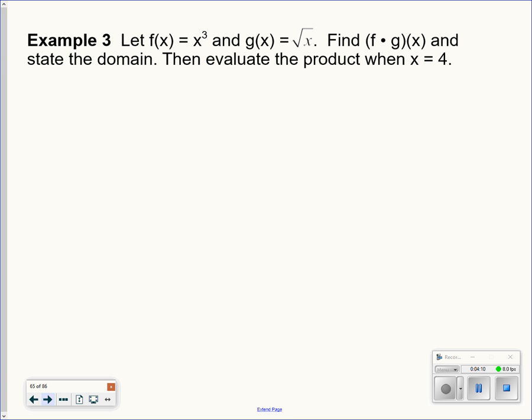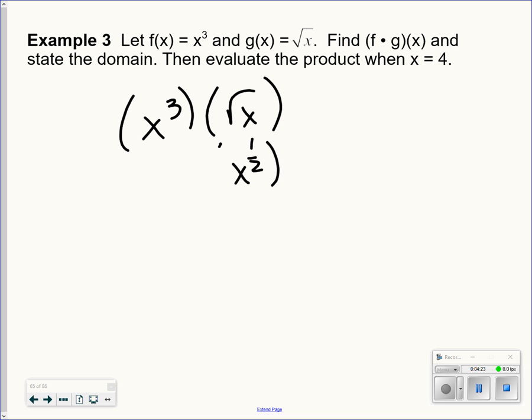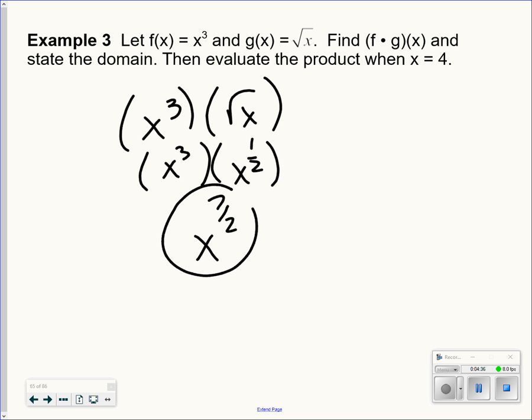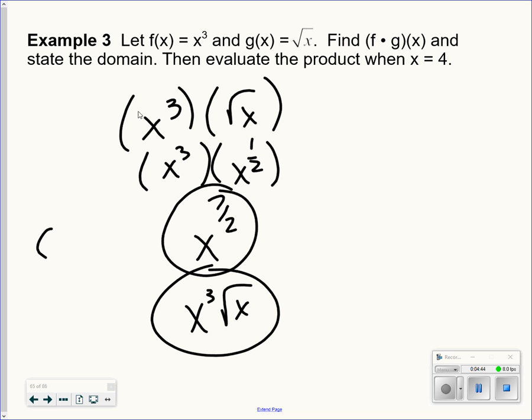F times g. Now this gets a little more challenging. F of x times g of x. Now I'm going to go ahead and change this into x to the 1/2 power, because that allows me to do a little bit more. X cubed times x to the half would be, you can add exponents, 3 plus 1/2, or x to the 7/2. I wouldn't count it wrong if you had x cubed square root of x, because ultimately that's just leaving it as a radical. So that's the f of x times g of x.